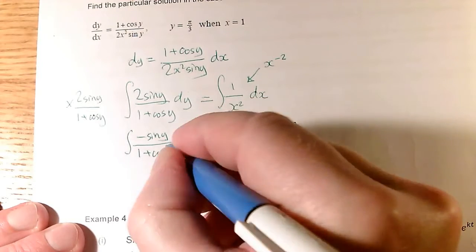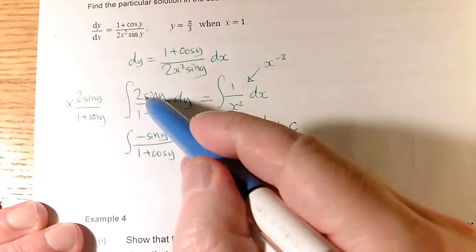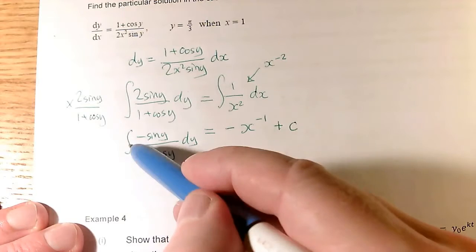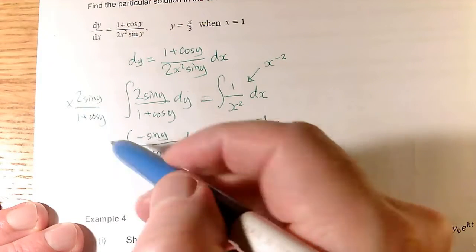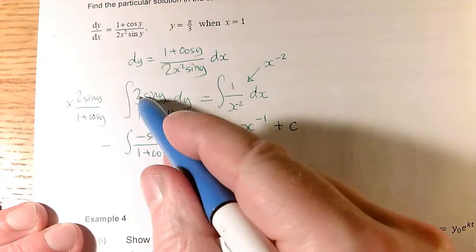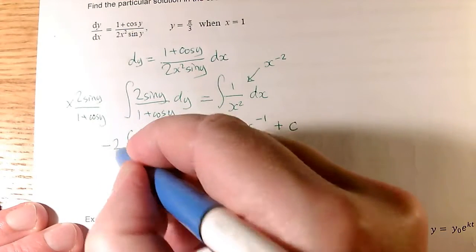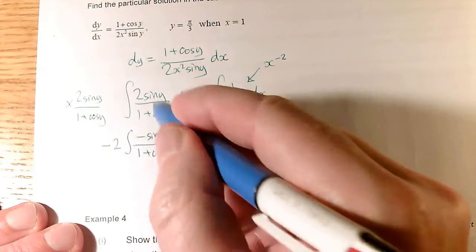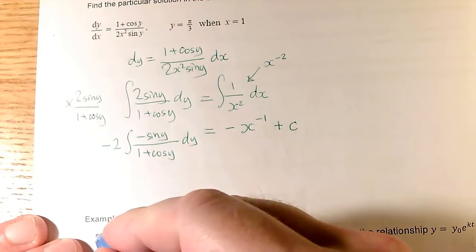So I can do this integral. It's a log. It's log of the bottom. But it's not the same as that integral. I can't change this one, so I have to change here. Well, to make the minus go away, I need a minus. And to put the 2 in that I need a 2. So minus 2 times minus sine y does equal that. Good. So now I can do the integral.